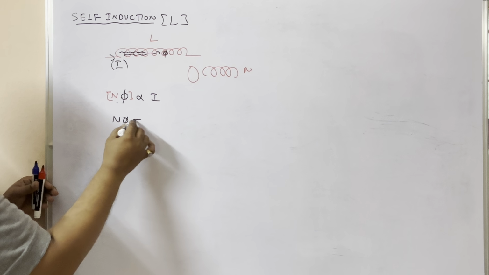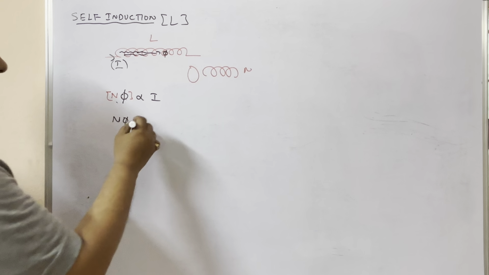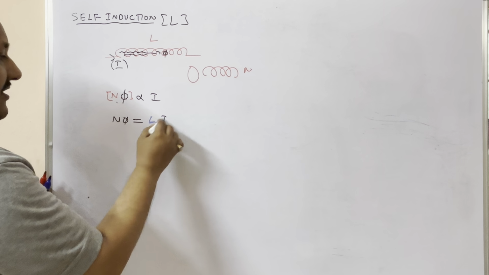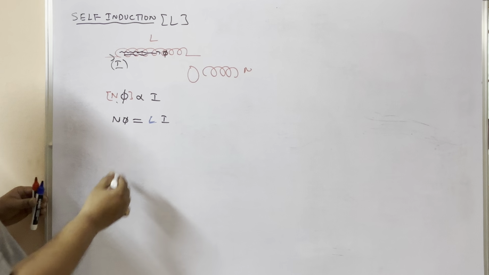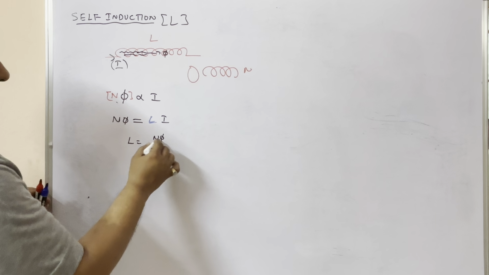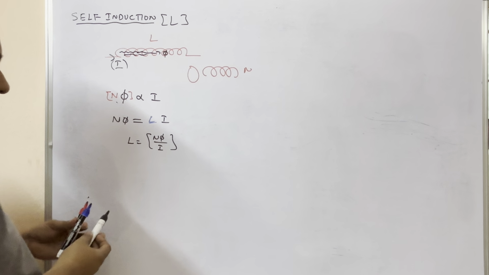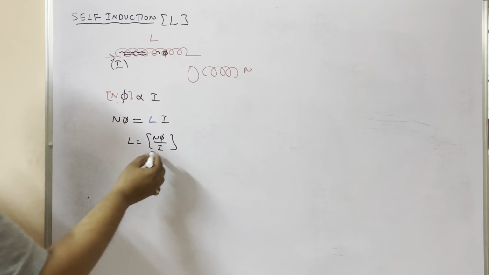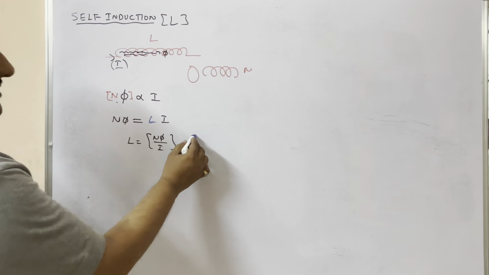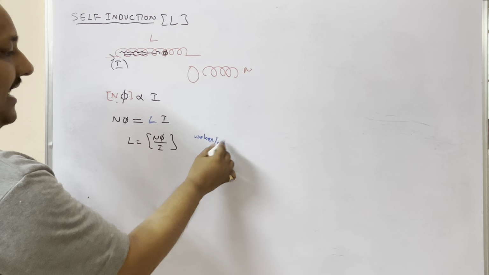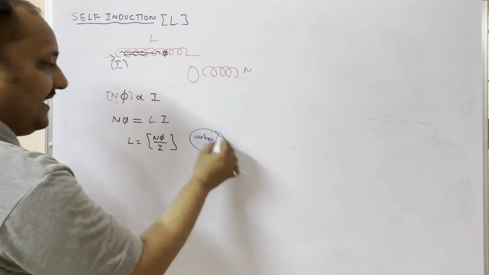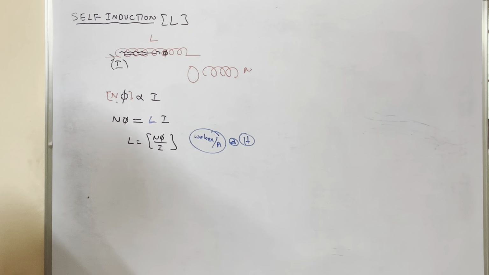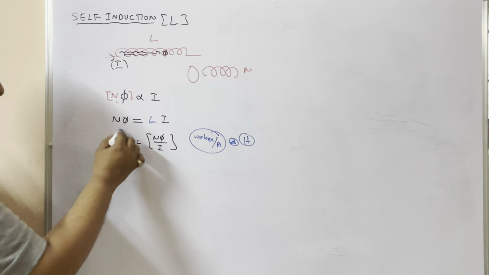So n phi is equal to L times I. This L only we are calling the coefficient of self inductance. So L is equal to n phi by I. So what are the units for this? Generally flux units are Webers, current units amperes. So Weber per ampere. This one only we will write as Henry, capital H. So L is equal to n phi by I.